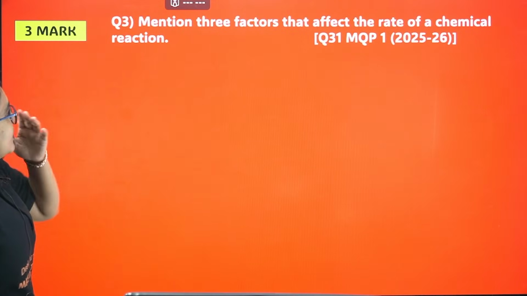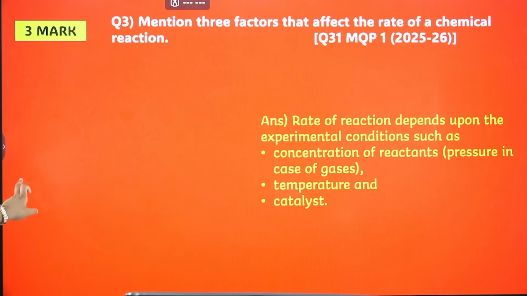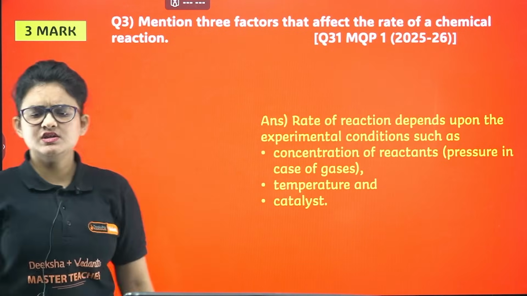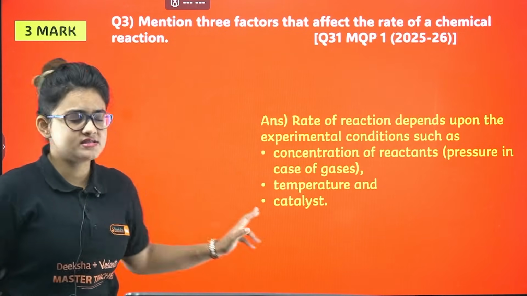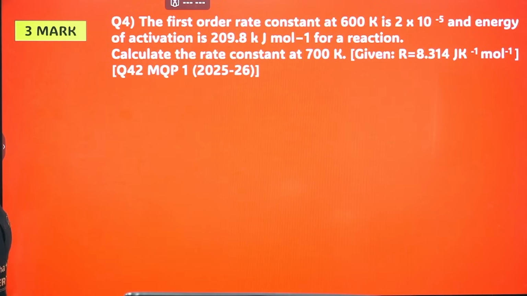Let's proceed. Mention 3 factors that affect the rate of a chemical reaction. So these are the factors. You can see, you can take concentration, temperature or catalyst. Proceed. Okay, one more numerical.